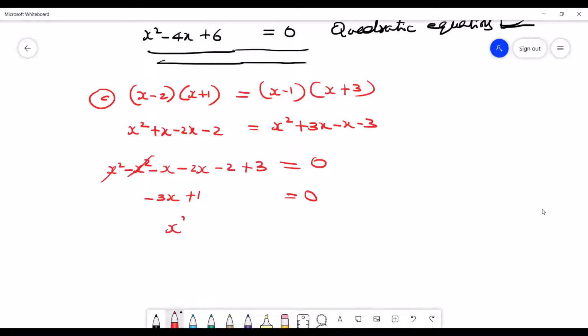Is there an x square term here? No, there is no x square term. So it is not in the form of ax square plus bx plus c, and the x square itself is not there. So this is not a quadratic equation.